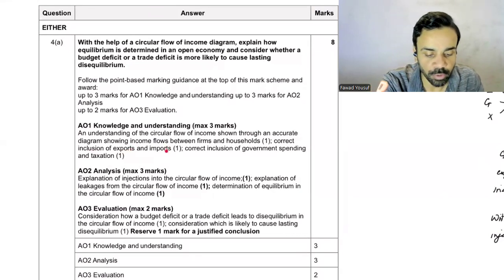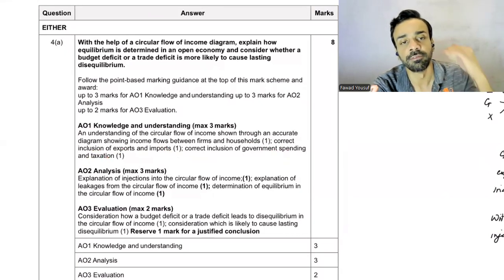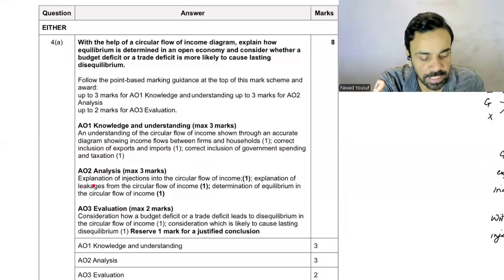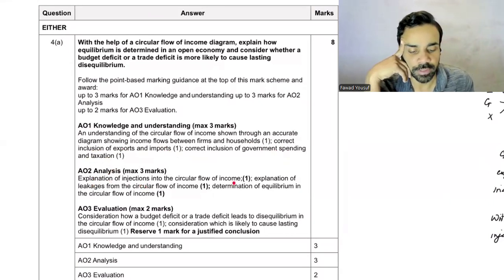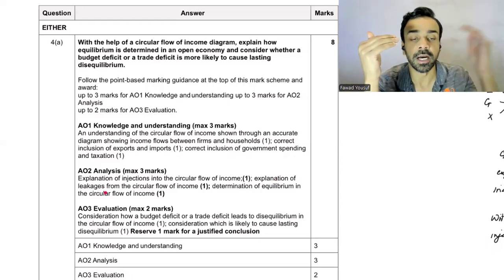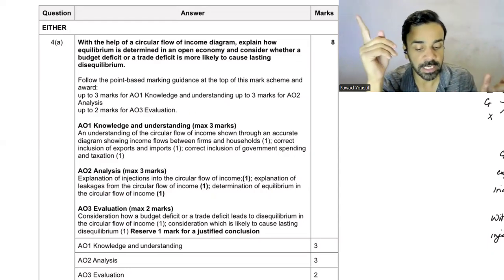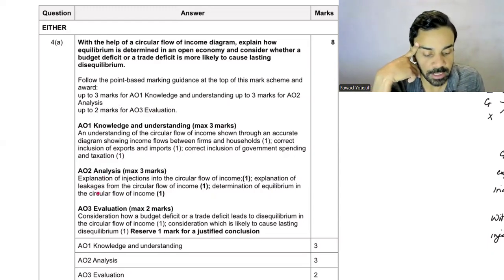correct inclusion of exports and imports, correct inclusion of government spending and taxation, inclusion in the sense of how they come in your withdrawals and injections. After that, in analysis, explanation of injection into the circular flow of income, explanation of leakages, that is, what are injections, what are withdrawals, and determination of equilibrium that J equals W. I did that considering it should have been part of knowledge and understanding. For them, I think these were easy marks to pick.